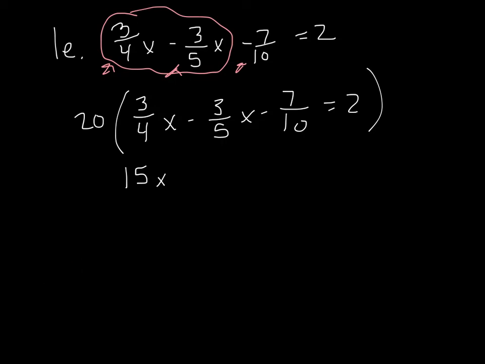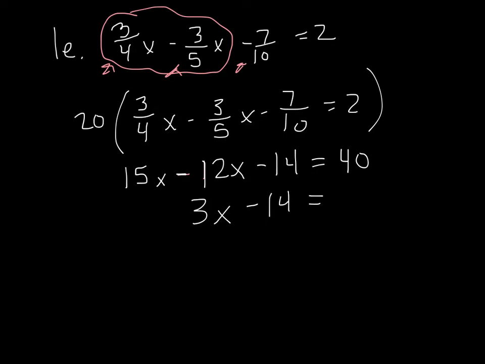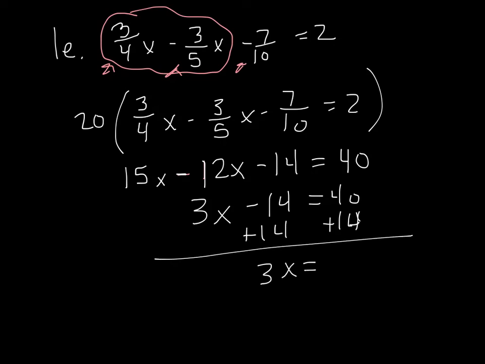So 20 times 3/5 is going to be negative 12 because it's a negative 3/5. Whoops, let me change back to white here. So negative 12x. And then, of course, we'll get negative 14 and 40. Okay, now I can start simplifying. So this is going to be 3x minus 14 equals 40. Add 14 to both sides, as you guys know, and we'll get 3x equals 54. Divide by 3. x, oh gosh, what does x equal? Now I have to think, 18, right? Okay, so x must equal 18. And if you check it, it comes out.